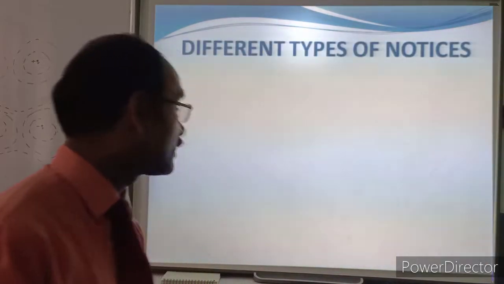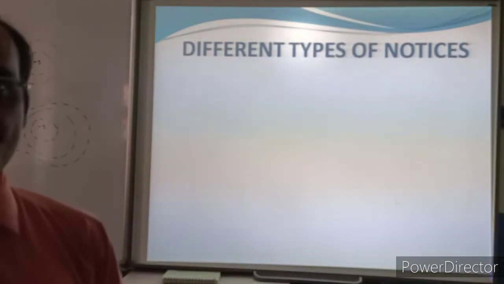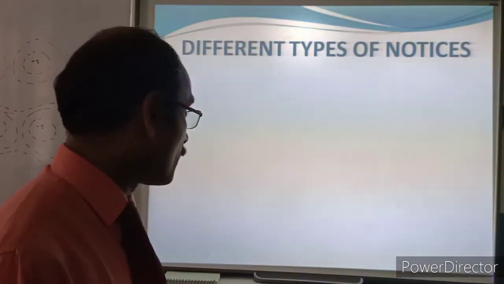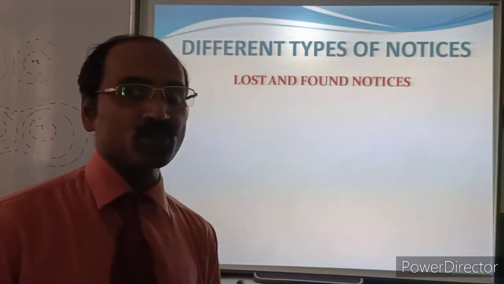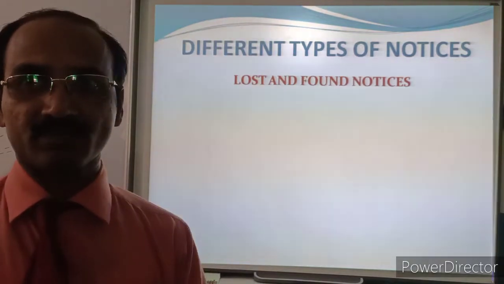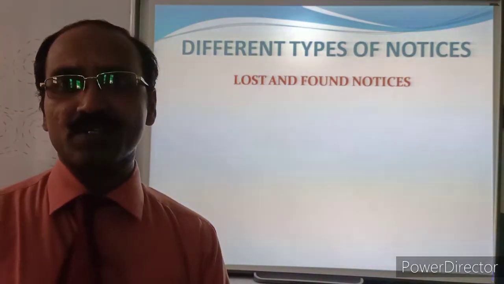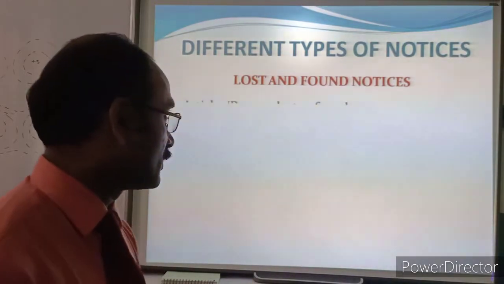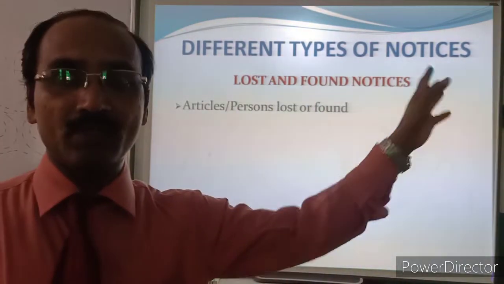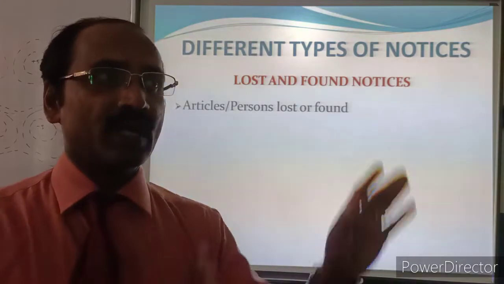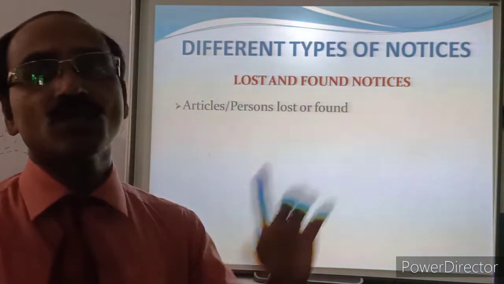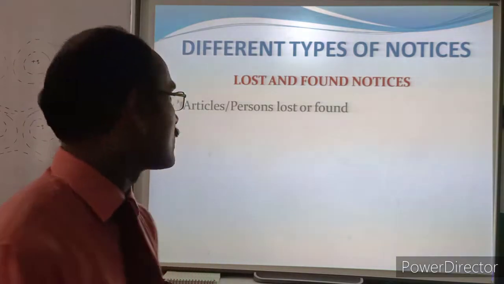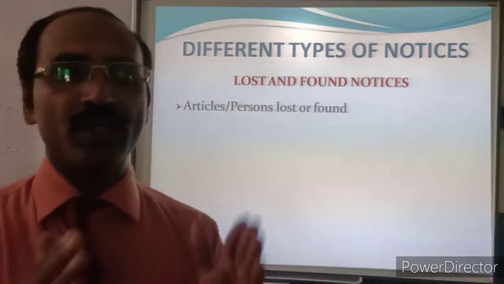Now we come to different types of notices. Lost and found. Suppose you lost your watch. So you can give a notice. Maybe, if it is lost in your school, you can make a notice on the school notice board with the permission of the principal. So the principal may be issuing a notice.